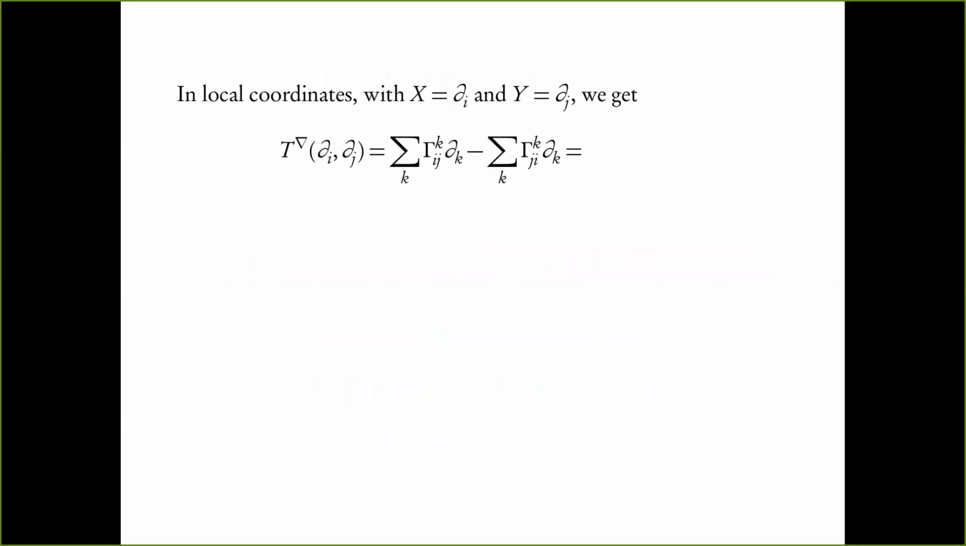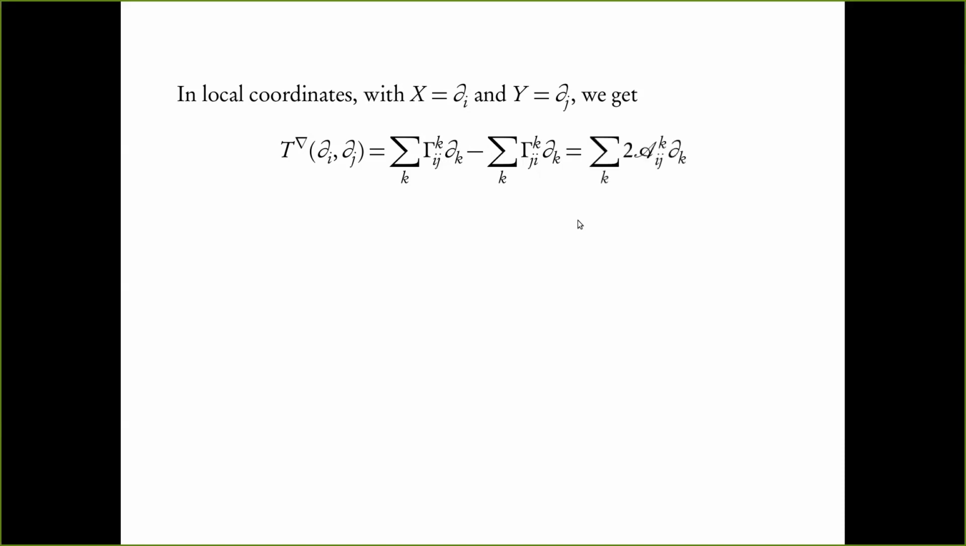So in local coordinates, again, you take X to be del by del x^i, Y to be del by del x^j, and you write down the torsion. Well, it's going to be this, remember, because the Lie bracket of del_i and del_j is going to be 0, because these are the usual grid coordinates, and the flows of d by dx^i commute with the flows associated with d by dx^j. So that's why there's no Lie bracket. The only terms that you get are the Christoffel symbols appearing in precisely this way. This is ij and this is ji.